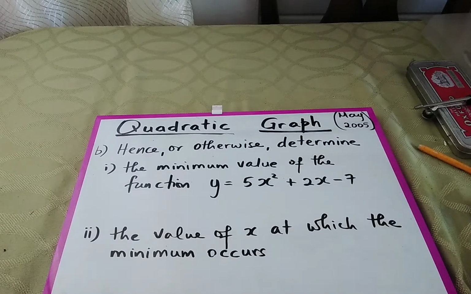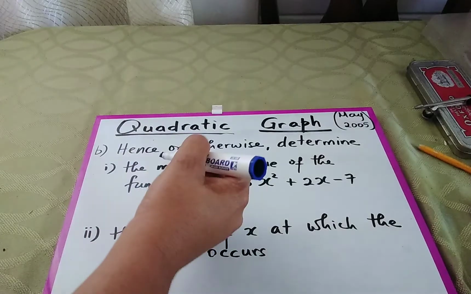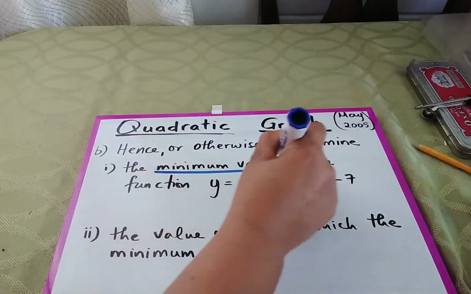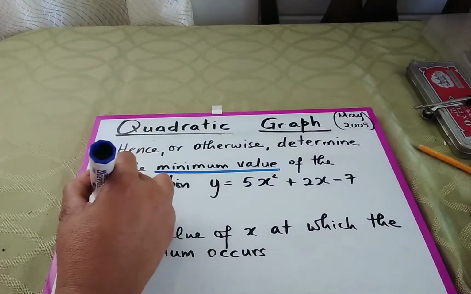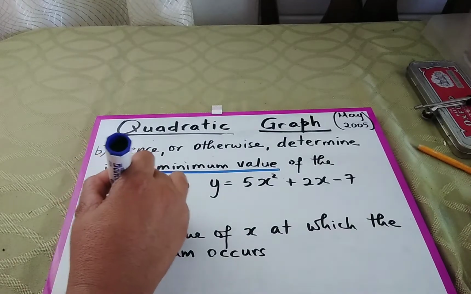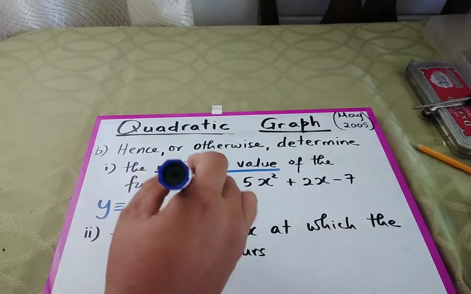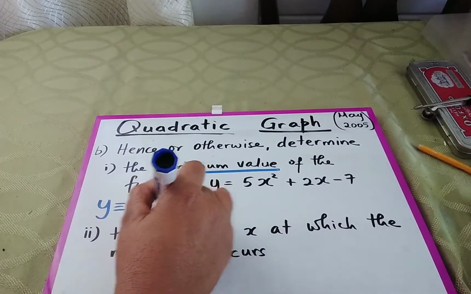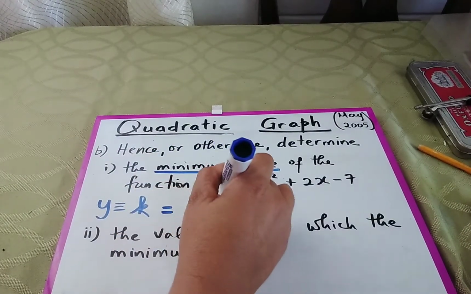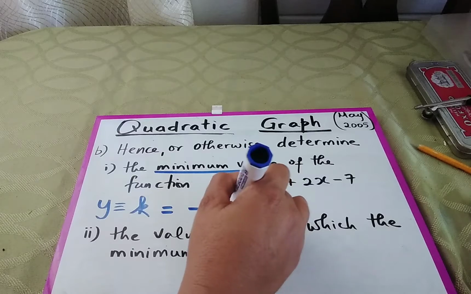The B part of the May 2005 question says, hence or otherwise determine the minimum value of the function. So the minimum value in a quadratic graph is the y value. And the y value is the same thing as the k value. So that would be equal to negative 36 over 5.